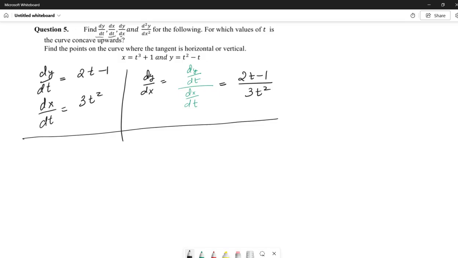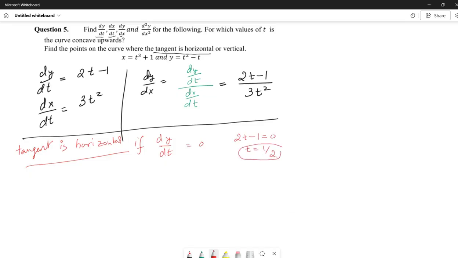Okay. Now, before we move forward to the second derivative, I'm going to find the points where the tangent is horizontal. The tangent is horizontal if dy by dt is 0. Therefore, 2t minus 1 equals 0. t is equal to what? Half. We need to give the points where the tangent is horizontal.